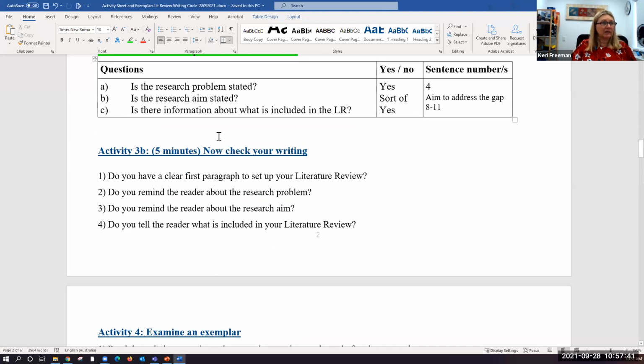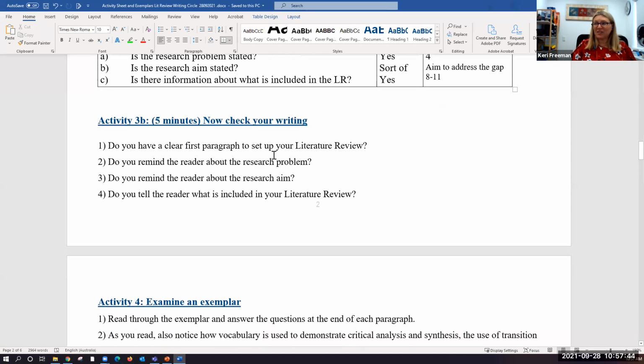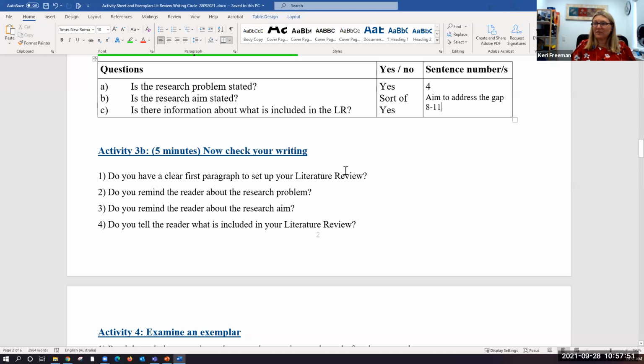Now I'm going to get you to go for 5 minutes into your own writing and check your first paragraph. So you can go and do that right now. So that's activity 3B. I'm just going to pop out of this screen and back into the slides while you do that.